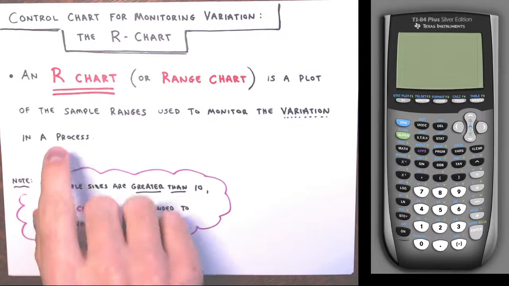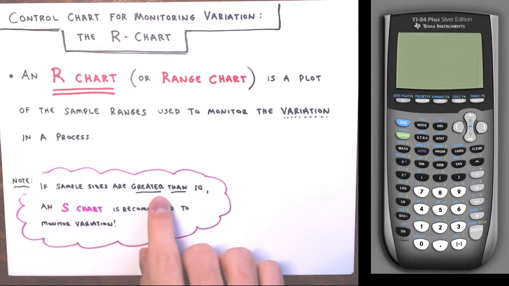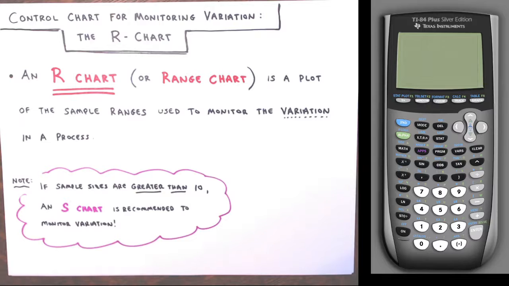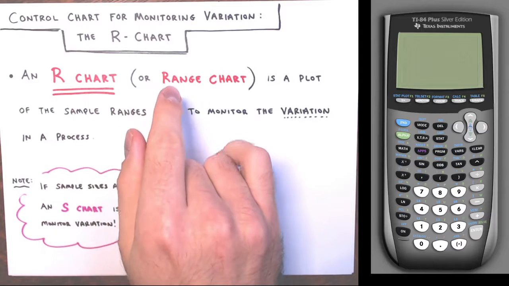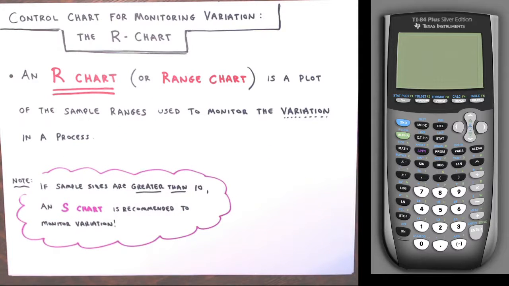And I pointed this out earlier as well, a little note: if the sample sizes are greater than 10, if they're larger, an S chart or standard deviation chart is recommended to monitor variation. It would be made in the same way that an R chart is. You just find the standard deviation for sample 1, the next sample, the next sample, and then plot those points and look at the chart. But we're only specifically going over the range chart today.